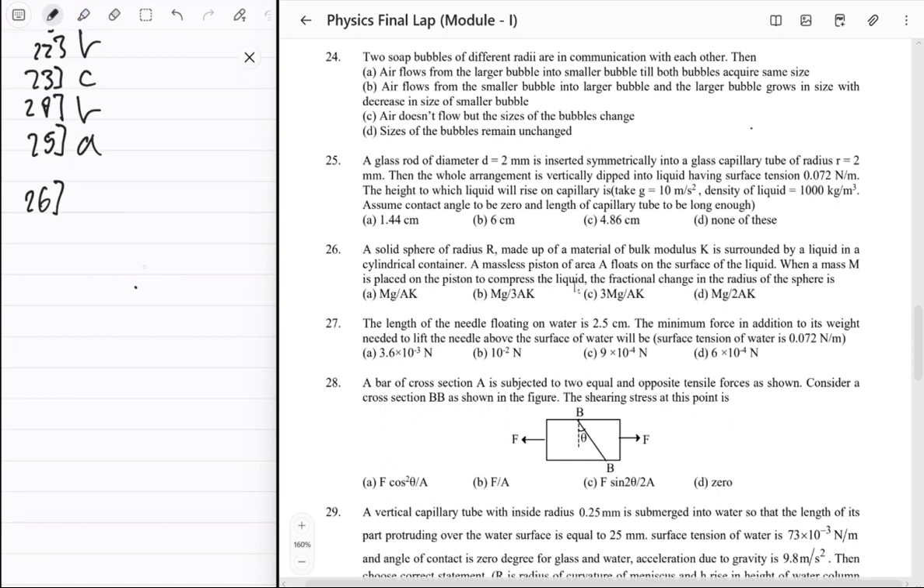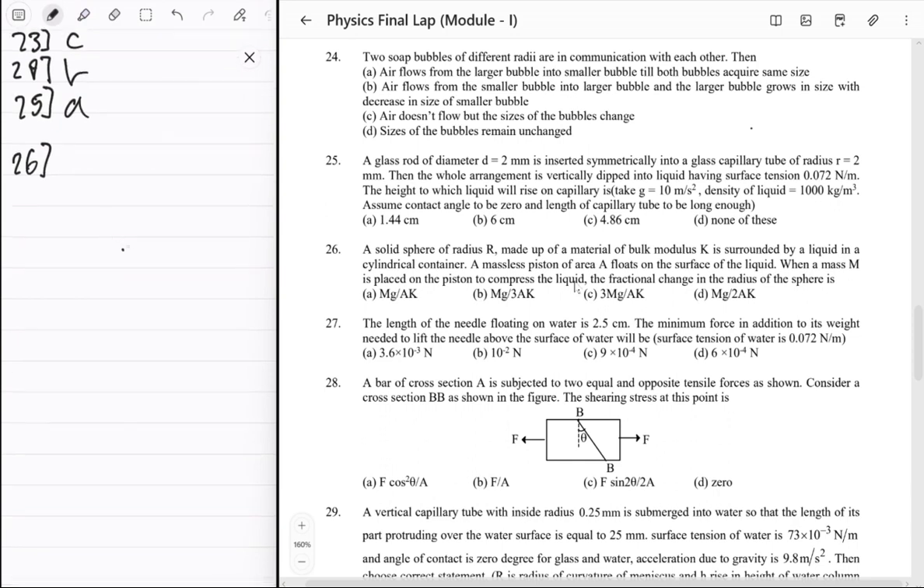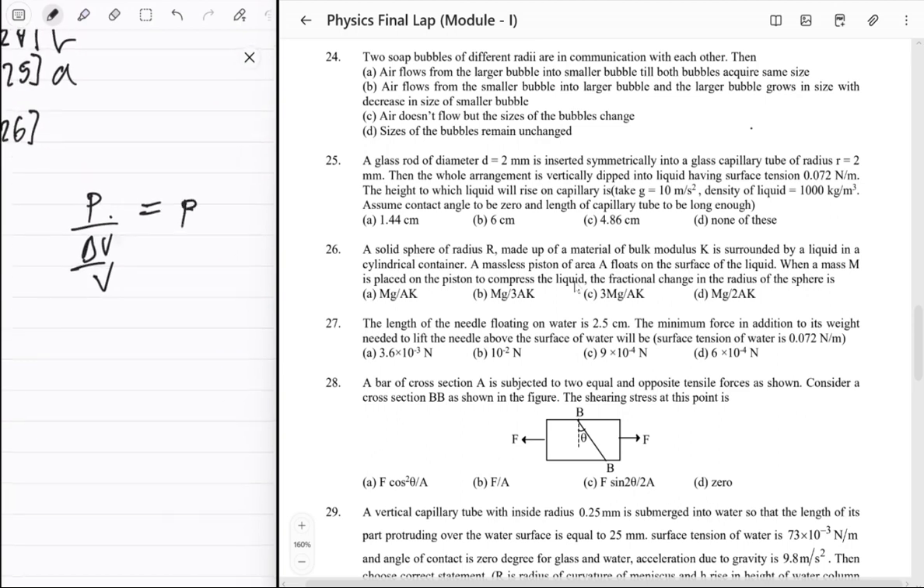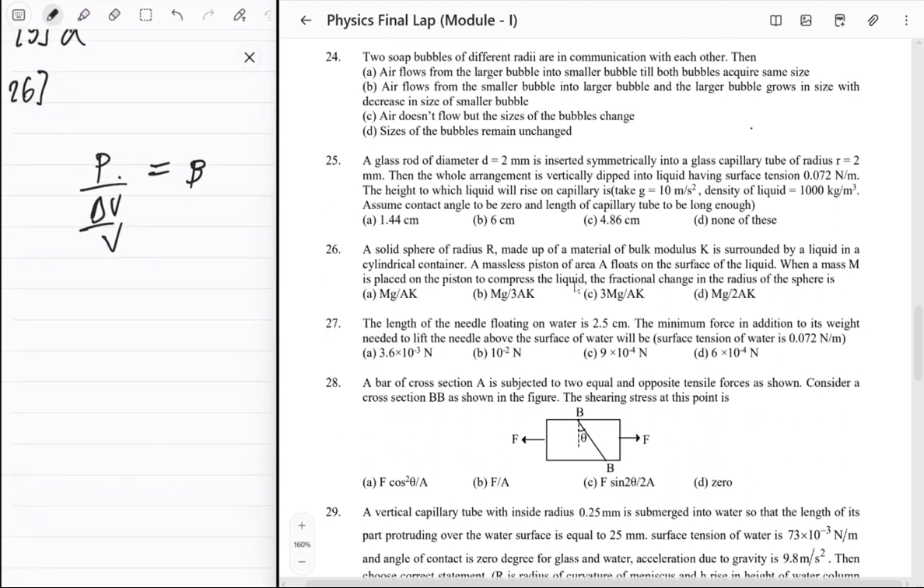Of course, we know that stress upon strain, like pressure upon strain, right? That's like delta V upon V. That's equal to the bulk modulus, as we generally say. But the real thing is dP upon dV times V. That's what the bulk modulus is. You get the idea, right?